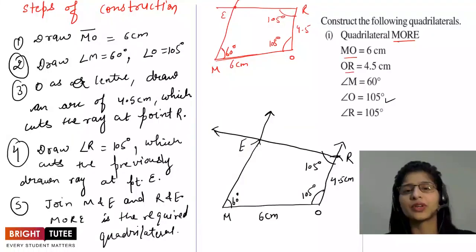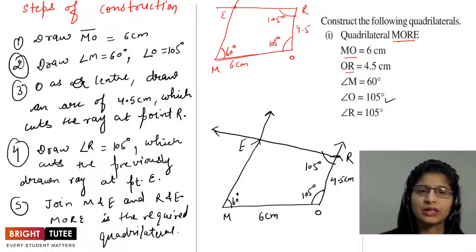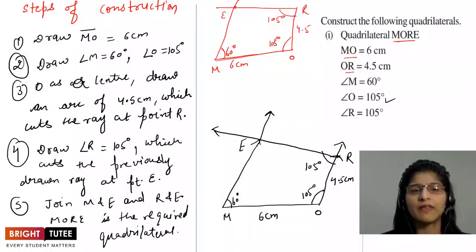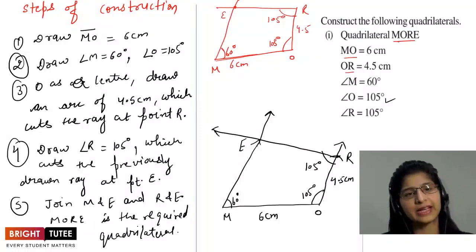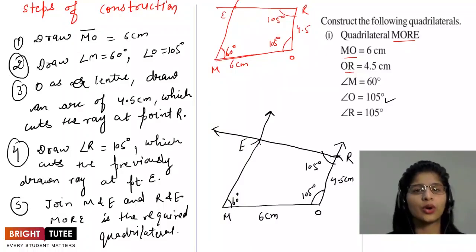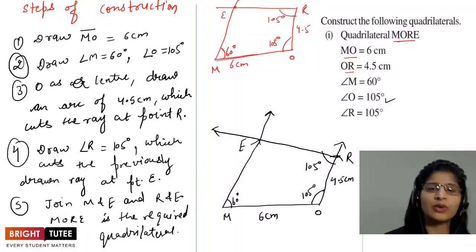Clear? So this is what we have discussed. We first have drawn the rough sketch, and then whatever we are doing, that only in simple words you have to write as steps of construction. Clear? So this is how we draw a quadrilateral when three angles and two of the adjacent sides are given to us. Let's move ahead.